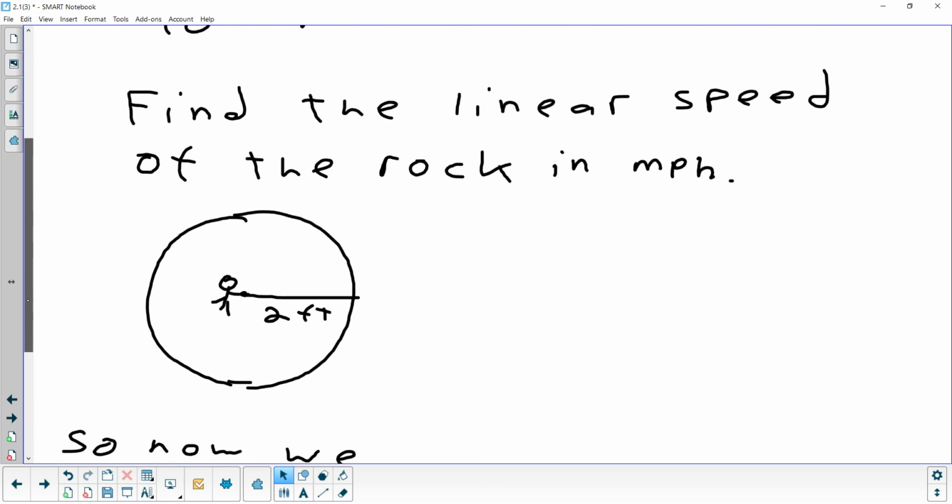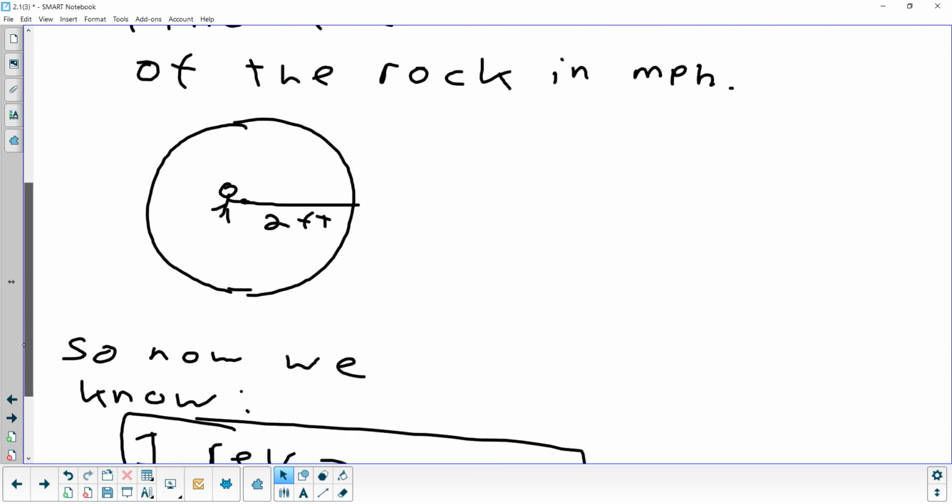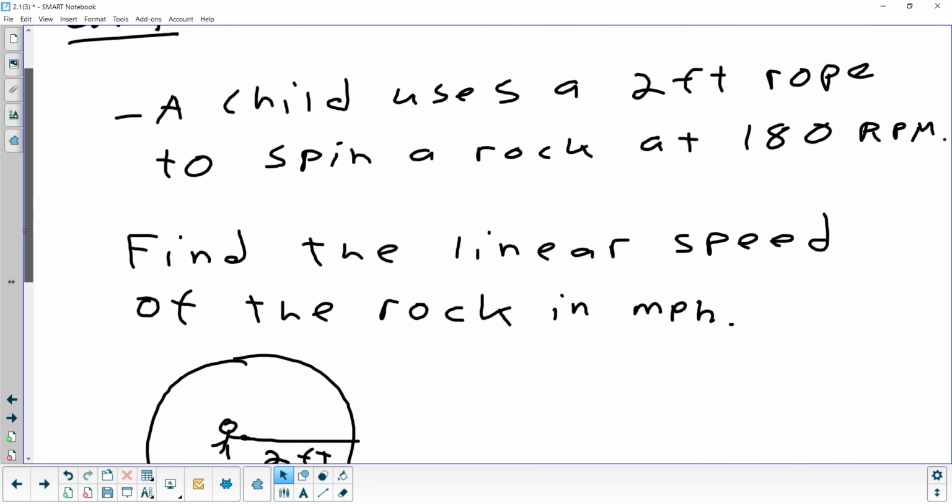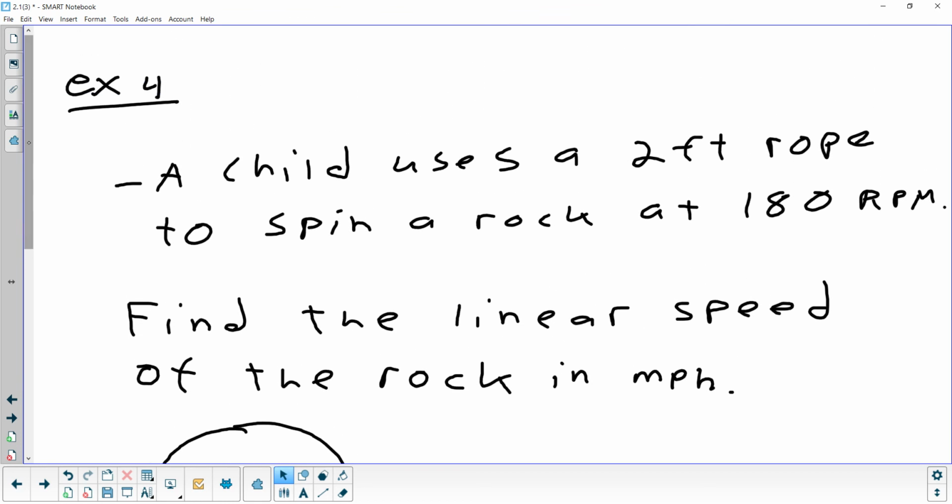We don't really need the diagram, but we've got it in case we need it. All right, so what we're going to do, we're going to start with the speed that they give me, and I'm going to write a series of fractions until I finally end up with what they tell me to. MPH means miles per hour.